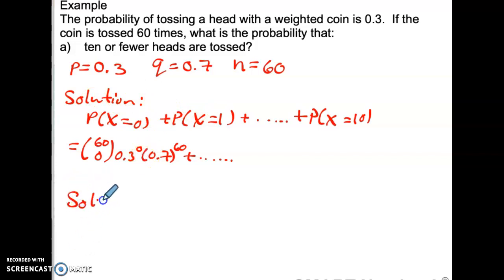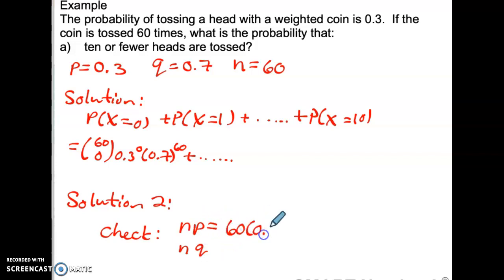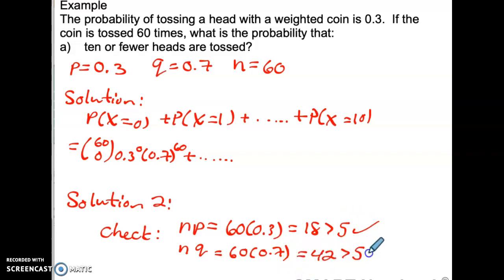Solution 2 is to use the normal approximation. Okay, so first we always need to do our check, and you should show the check. So you need to do n times p, and you need to calculate n times q. Okay, so 60 times 0.3, and 60 times 0.7. And when we calculate that, we get 18, which is greater than 5. So we're good. And we get 42, which is also greater than 5. So both conditions check out.